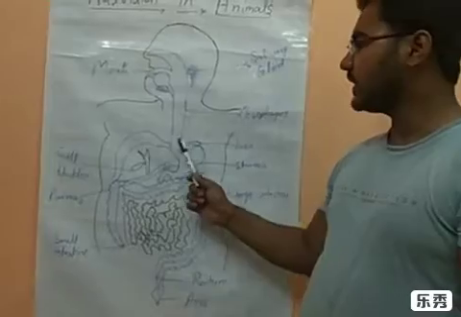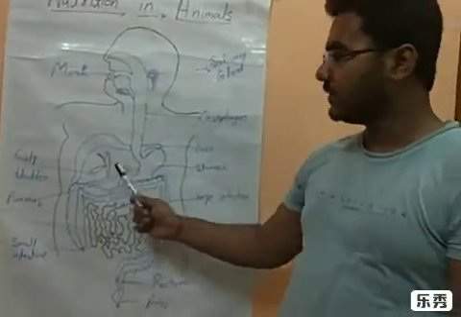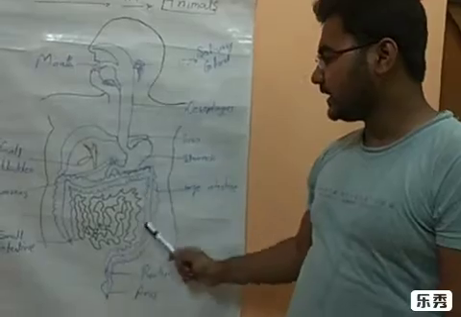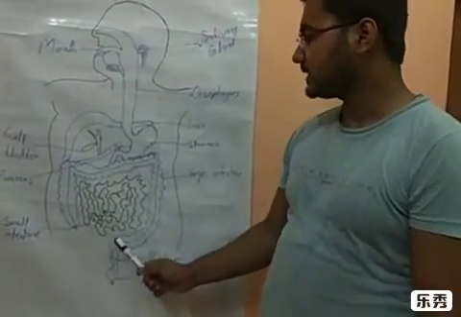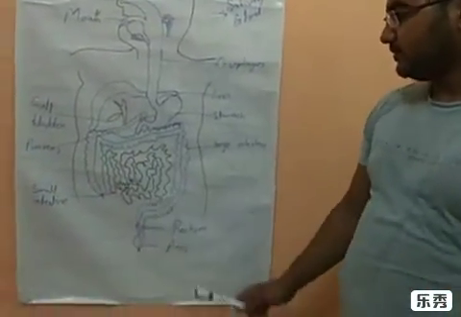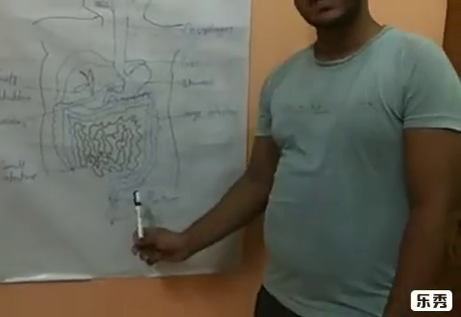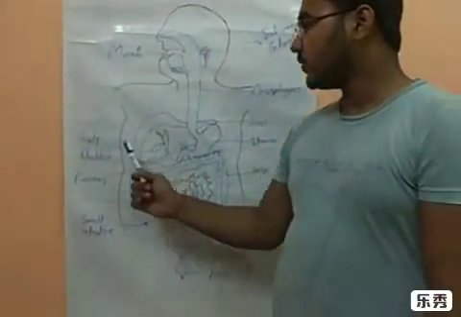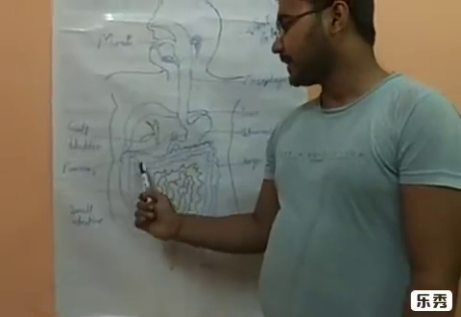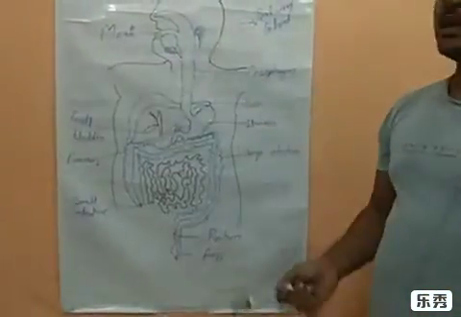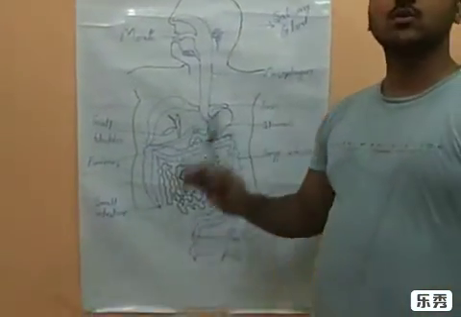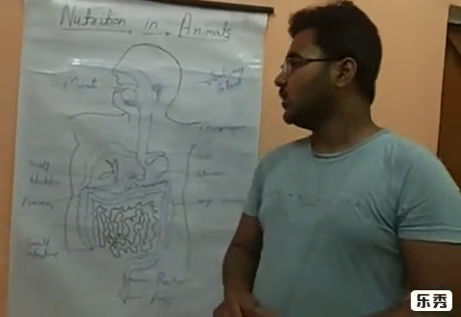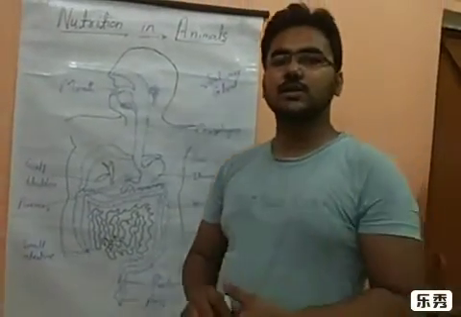Just above the stomach, there is the liver. Just below the stomach, there is the large intestine, and inside that large intestine, there is the small intestine. At the end of the large intestine, there are the rectum and anus. One more is there: the gallbladder and pancreas. Then we will go through how the digestion process happens in humans. First of all, we will start with ingestion.